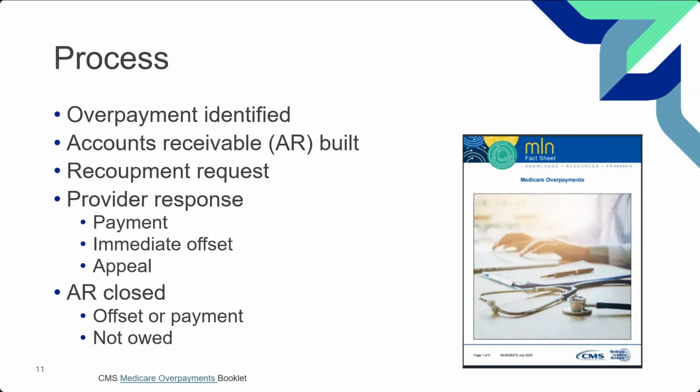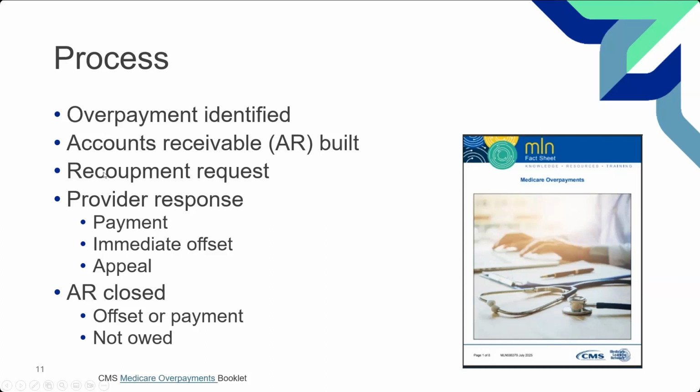Okay, so the process first is that an overpayment is identified. We talked about the ways that that happens. Then an accounts receivable is built. Again, this is in HIGLAS. Mary actually did get that acronym for you also. If you look in the chat, it's the Healthcare Integrated General Ledger Accounting System. Again, Healthcare Integrated General Ledger Accounting System, or HIGLAS. You can just write accounting system, right? So it says, hey, we built this in there.